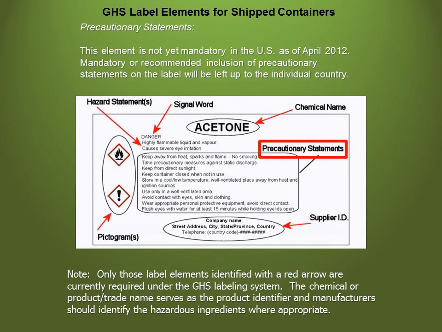Precautionary statements. This element is not yet mandatory in the U.S. as of April 2012. Mandatory or recommended inclusion of precautionary statements on the label will be left up to the individual country. Note: only those label elements identified with a red arrow are currently required under the GHS labeling system. The chemical or product trade name serves as the product identifier, and manufacturers should identify the hazardous ingredients where appropriate.